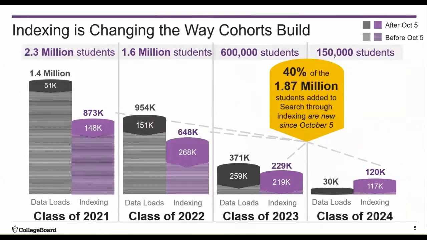So we've talked a lot recently about the way students are entering the search database and the growth of the search database. And as Carolyn was describing, a key aspect of that growth is via this process we call indexing. So what you need to know about indexing is that it really reflects student behavior. Why does indexing reflect student behavior, you might be asking? It's because indexing adds students to the database at the time they opt in. It doesn't wait for scheduled data load days.